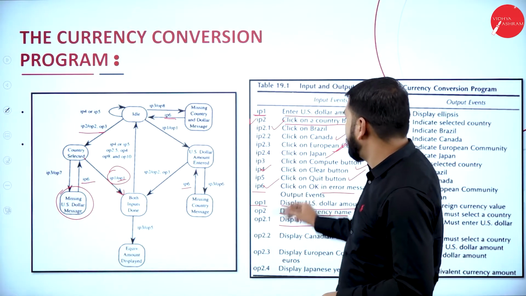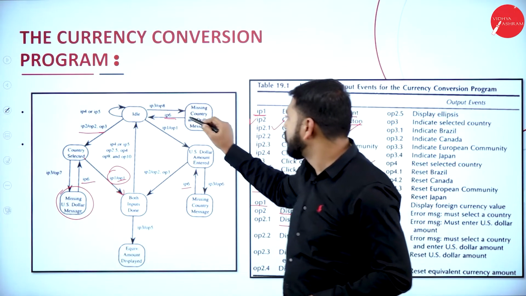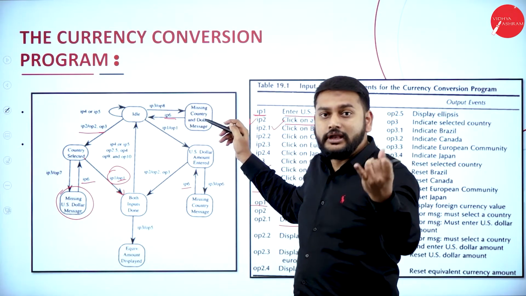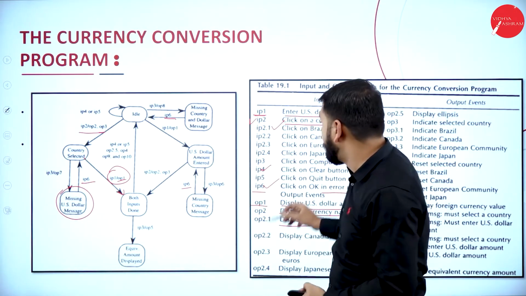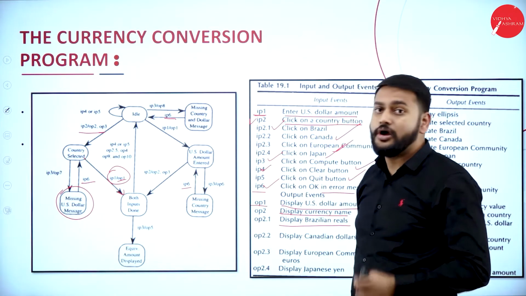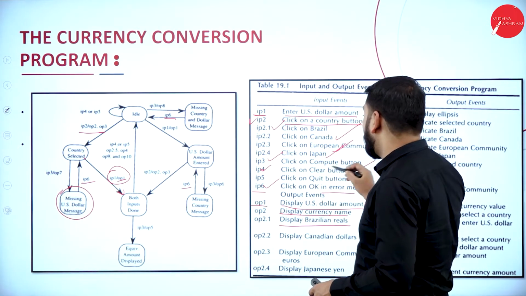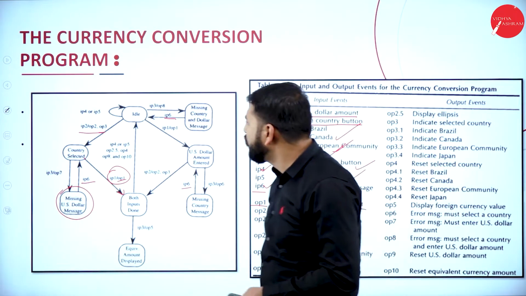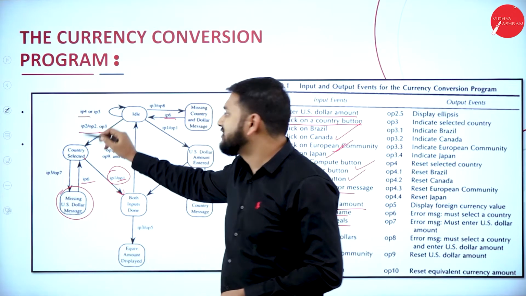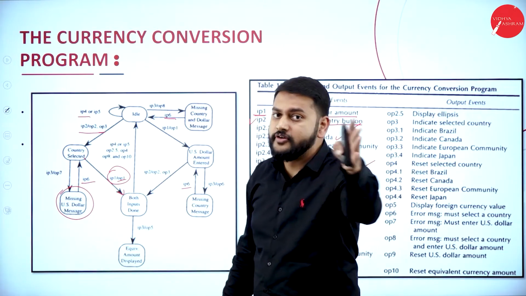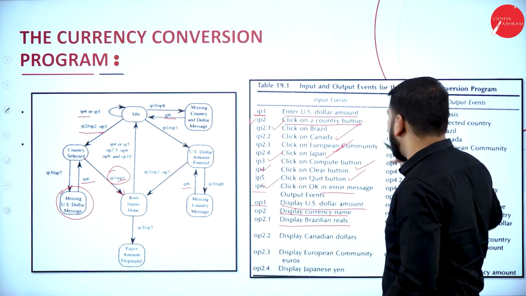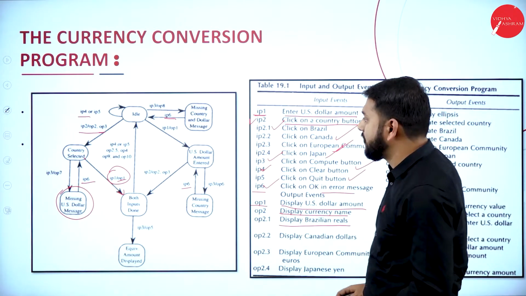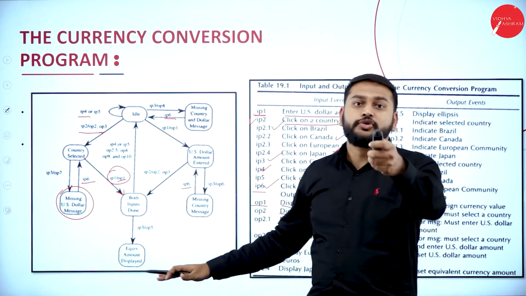You can observe IP3, click on compute button. When you have entered the country and the US dollar, you will press the compute button. That's what you need to remember with respect to IP3. IP4, click on clear button. When you are in the idle state, IP4 and IP5 are up to your choice. Like this, it goes on one by one. That's the concept of this diagram that you need to remember.